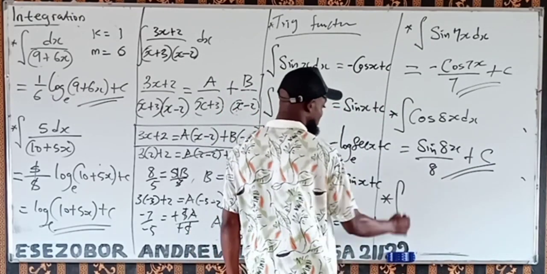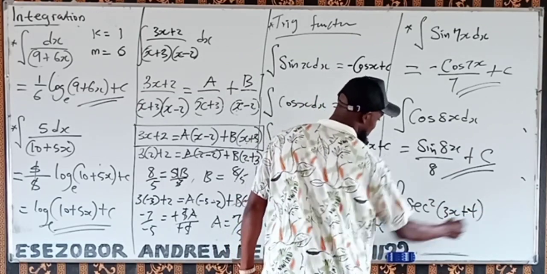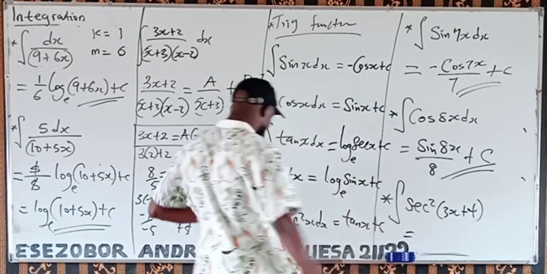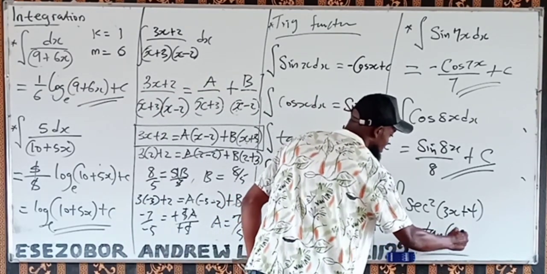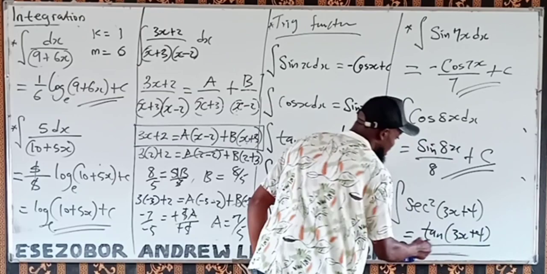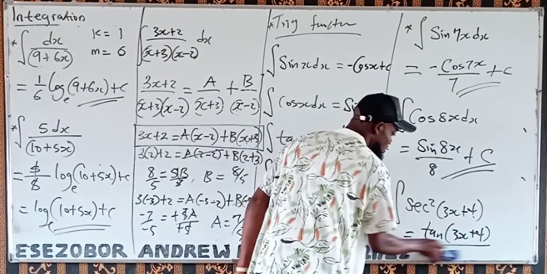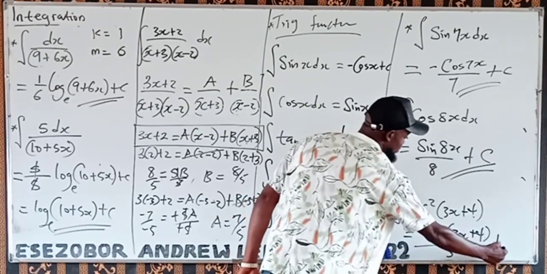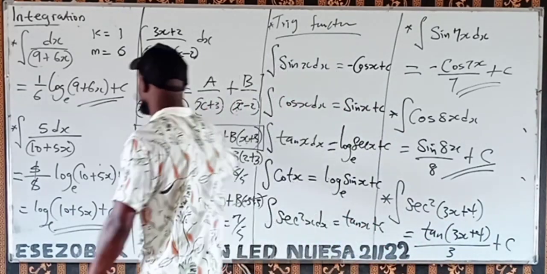So let's say we have the integral of sec squared of 3x plus 4. Remember, if I integrate sec squared x, I'm going to have tan x. So I'm going to have tan of 3x plus 4, over the derivative of 3x plus 4, which is 3, plus c. That's what you are going to have. These are the rules under trig functions.